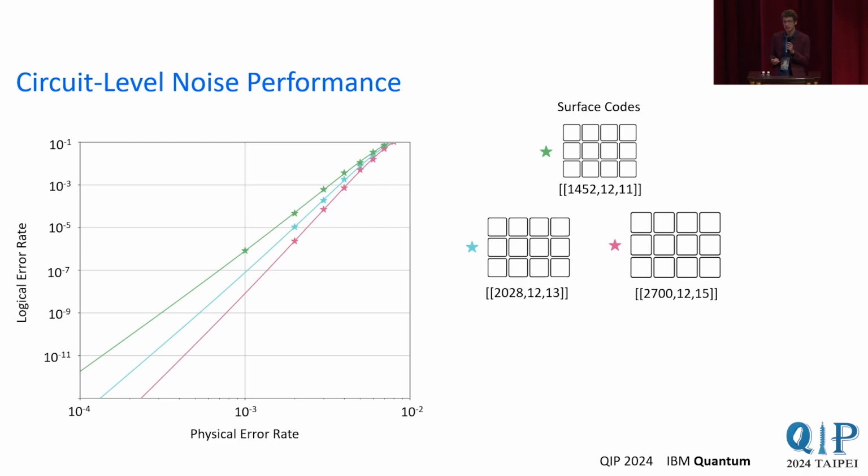Another property that's interesting to read off of this graph is the break-even point. At what point is it actually worthwhile to do quantum error correction at all? Is the logical error rate actually less than the physical error rate? And that is called the threshold of the code. And that occurs at around 1%. So that's quite high.